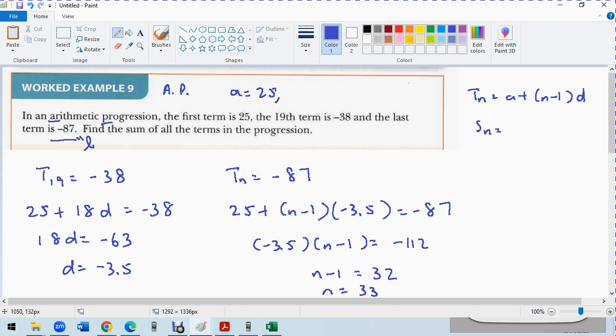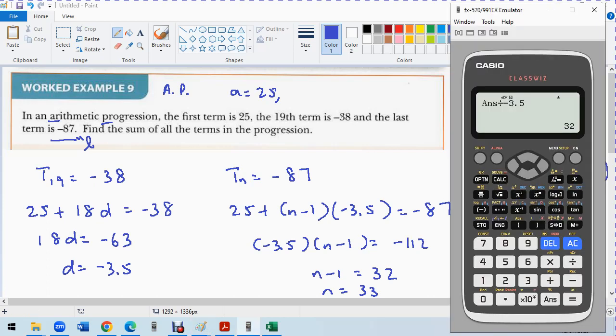So for the Sn, we have n over 2 times a plus l. So S33 is 33 over 2, a is 25, and l, the last term, is negative 87.